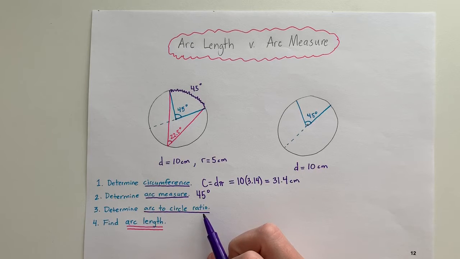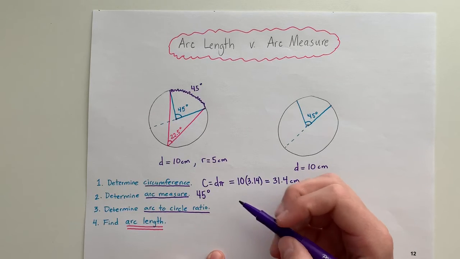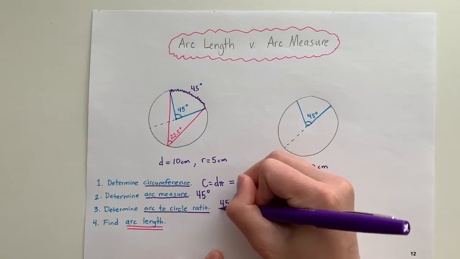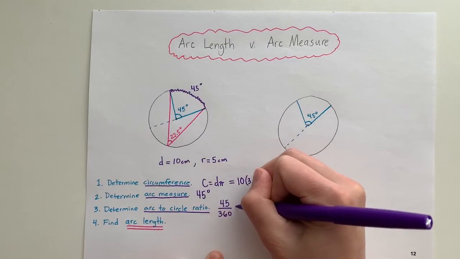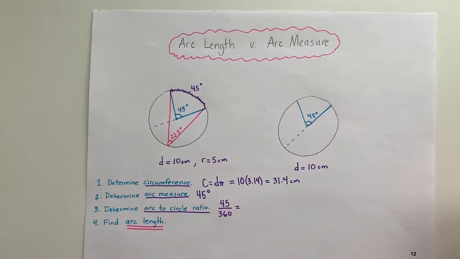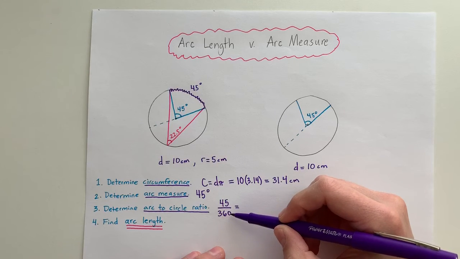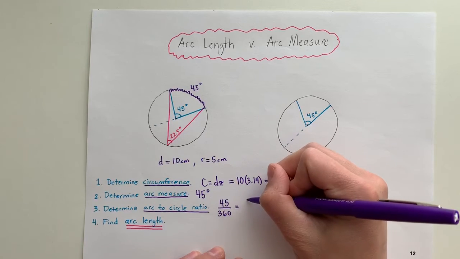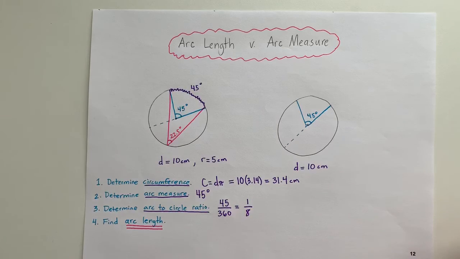Okay, so now I'm going to determine this thing called the arc to circle ratio. And what that is, I'm going to simply take my arc measure and divide it by 360 degrees. So what this is saying is that this arc is 45 out of 360 degrees. I'm creating a fraction there, a ratio, right? Actually 45 goes into 360 eight times. So this arc is actually 1/8 of this circle.